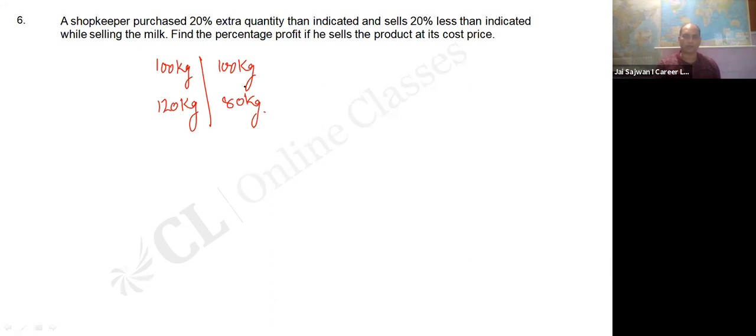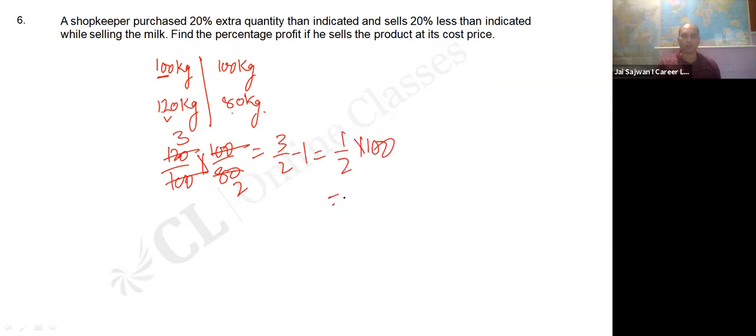See here. So here it is coming out to be what? He was supposed to buy 100 kg. He is buying 120 kg. It is a profit. 100 kg is the quantity that is supposed to be sold. He is selling only 80 kg. Again, it is a profit. This gets cancelled out. 4 3s are 12, 4 2s are 8. It is 3 by 2. Don't forget to separate 1 from here. You'll get half. What is half? Half is 50% profit. दूसरी चीज आप सोचिए यहाँ पर.